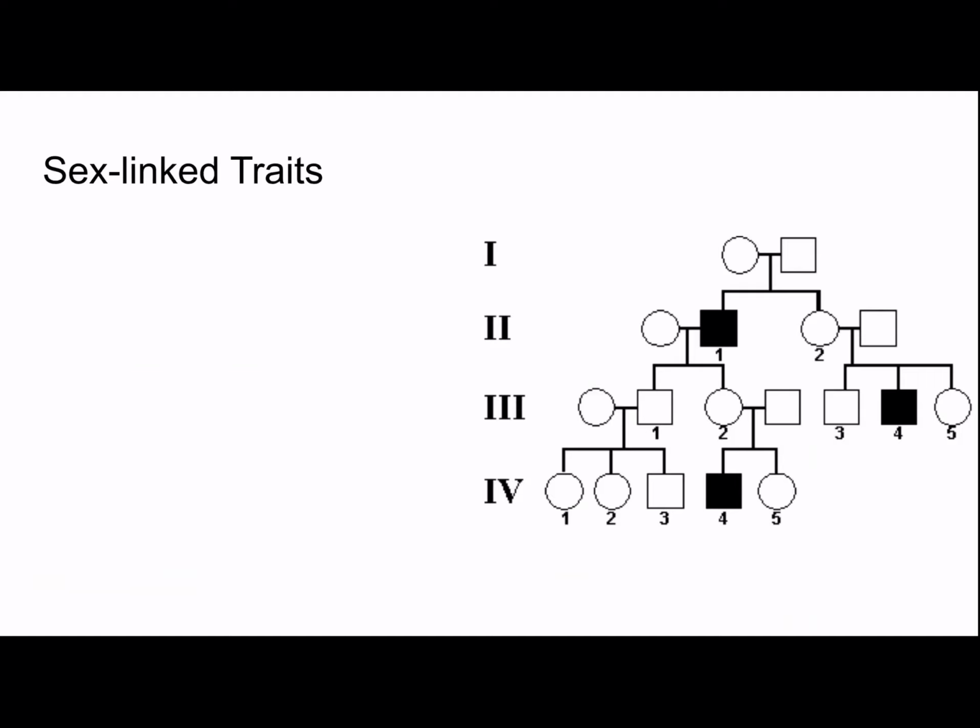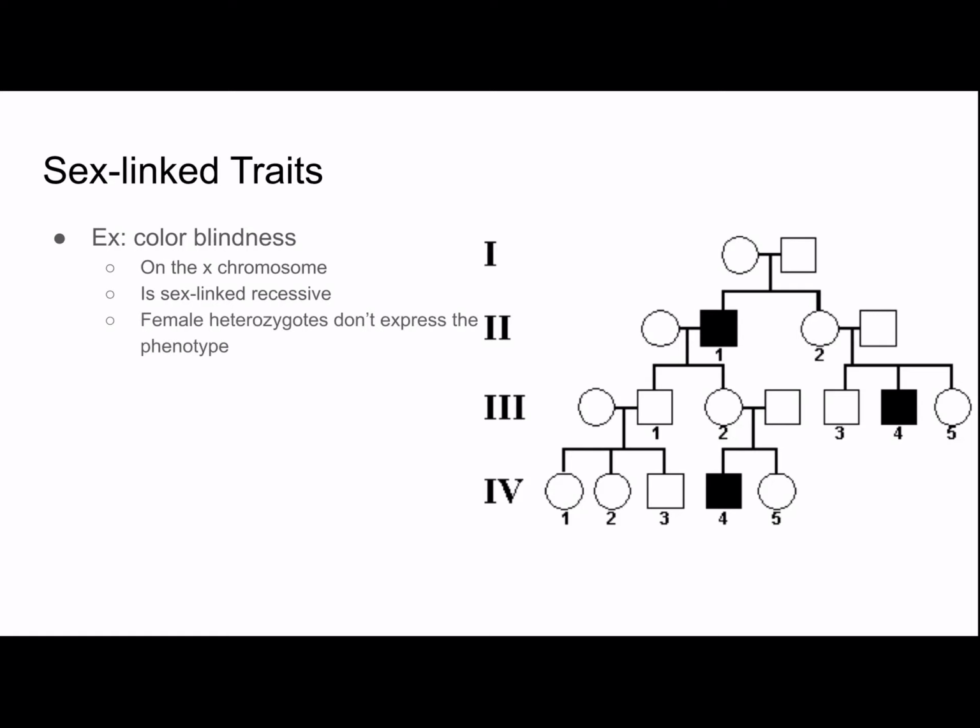Sex-linked traits. An example is color blindness. It's on the X chromosome. It's sex-linked recessive. Female heterozygotes don't express the phenotype. Any male that inherits a recessive allele from the mother will exhibit the trait because, keep in mind, males only have one X chromosome.